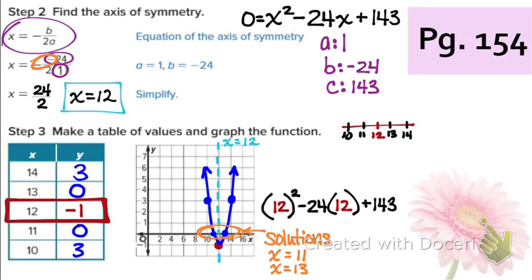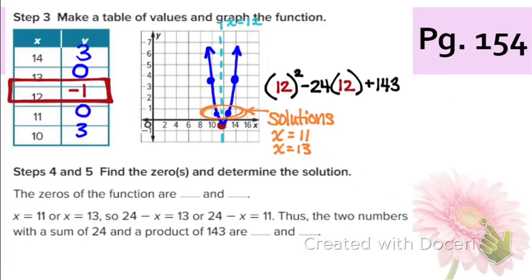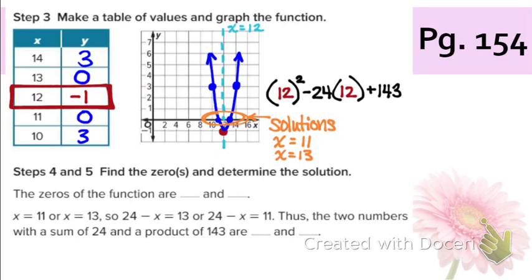How can you use the table to help you figure that out? Zeros. Looking at that table there, if you look down the Y column, there's a 0, so this is a solution. Here's a 0, so this is a solution. Zeros of the function are 13 and 11.